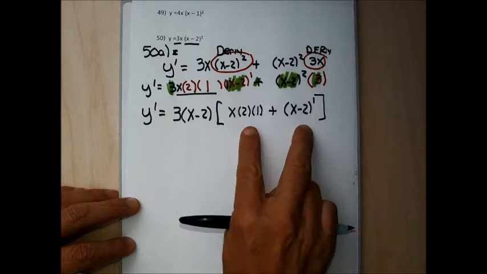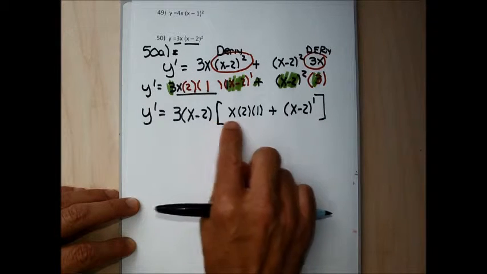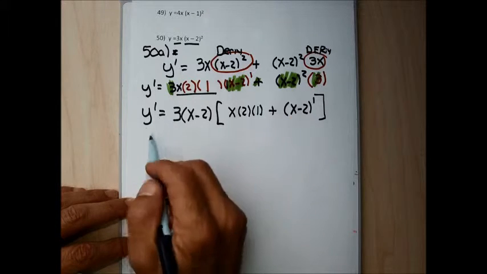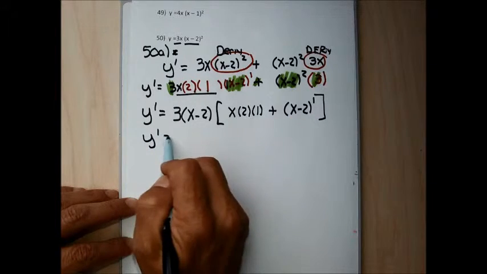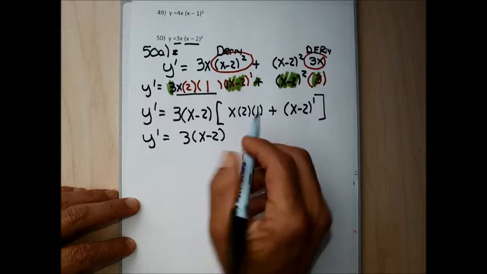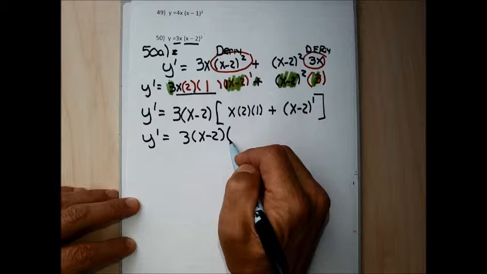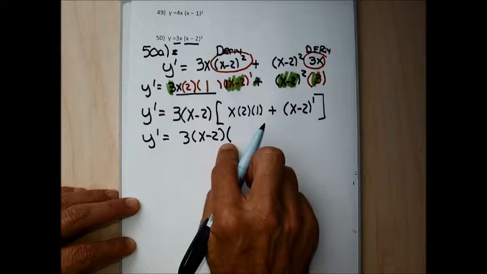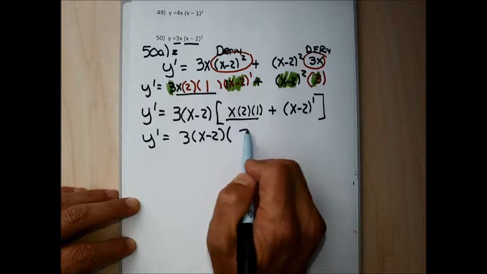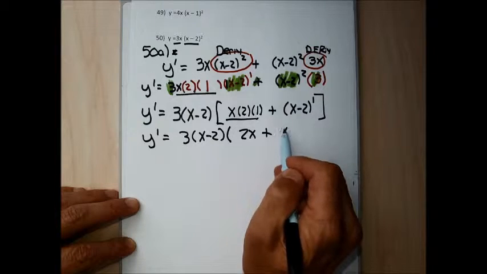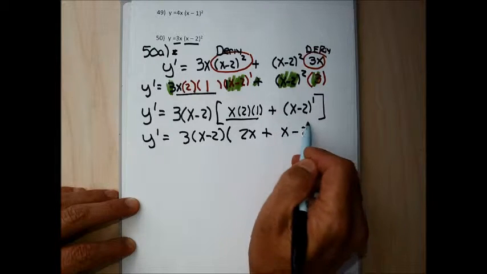I wrote this pretty poorly. I probably could have written this just as 2x and this just as x minus 2 without an exponent and without a parentheses. I'm going to do that on my next step. So I'm going to get y prime as 3 times x minus 2, and then I'll go back to a round bracket because I'm not going to have a parentheses inside a parentheses anymore, but I could have kept a square bracket. Those multiply out to be 2x. Here, I can drop the exponent and drop the parentheses and just get an x minus 2.